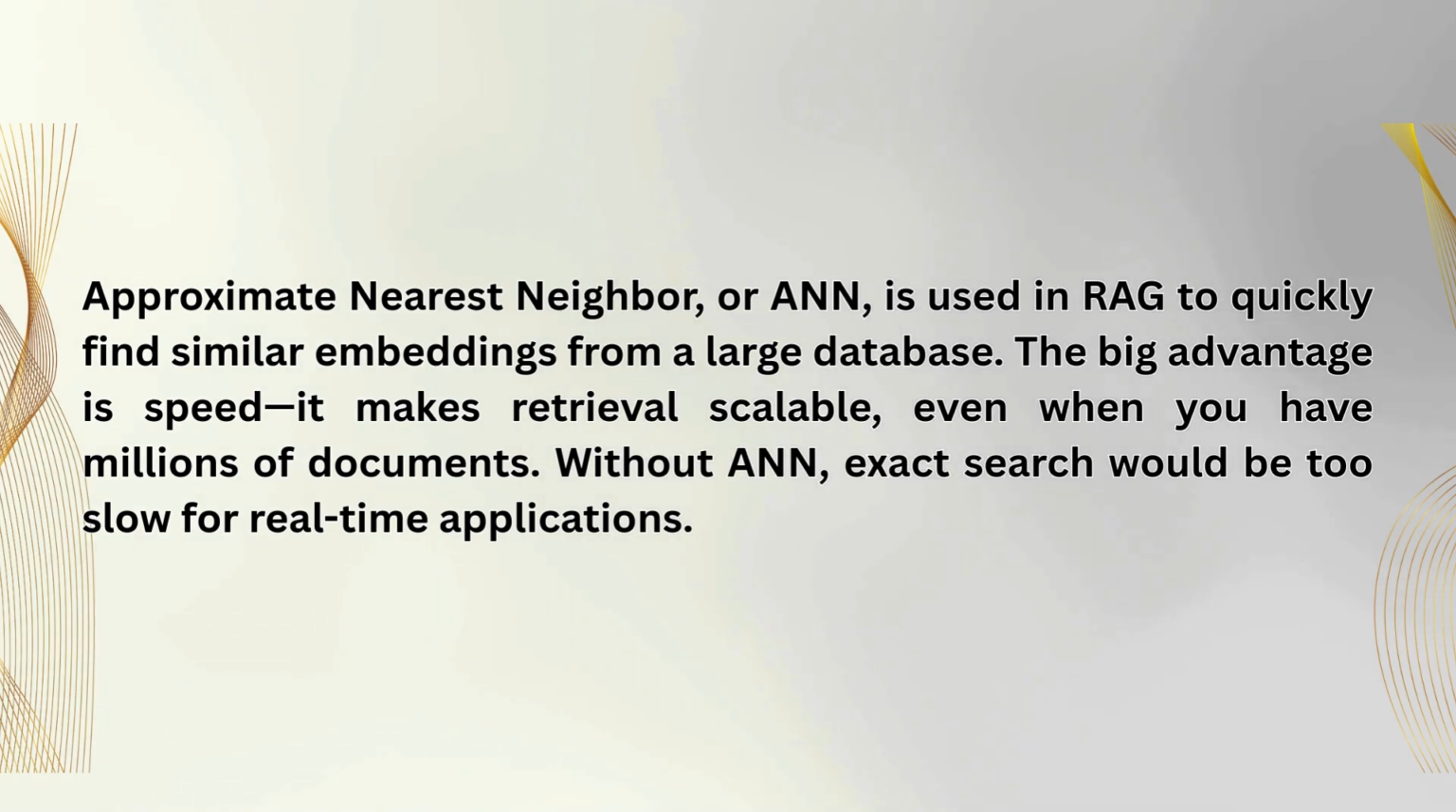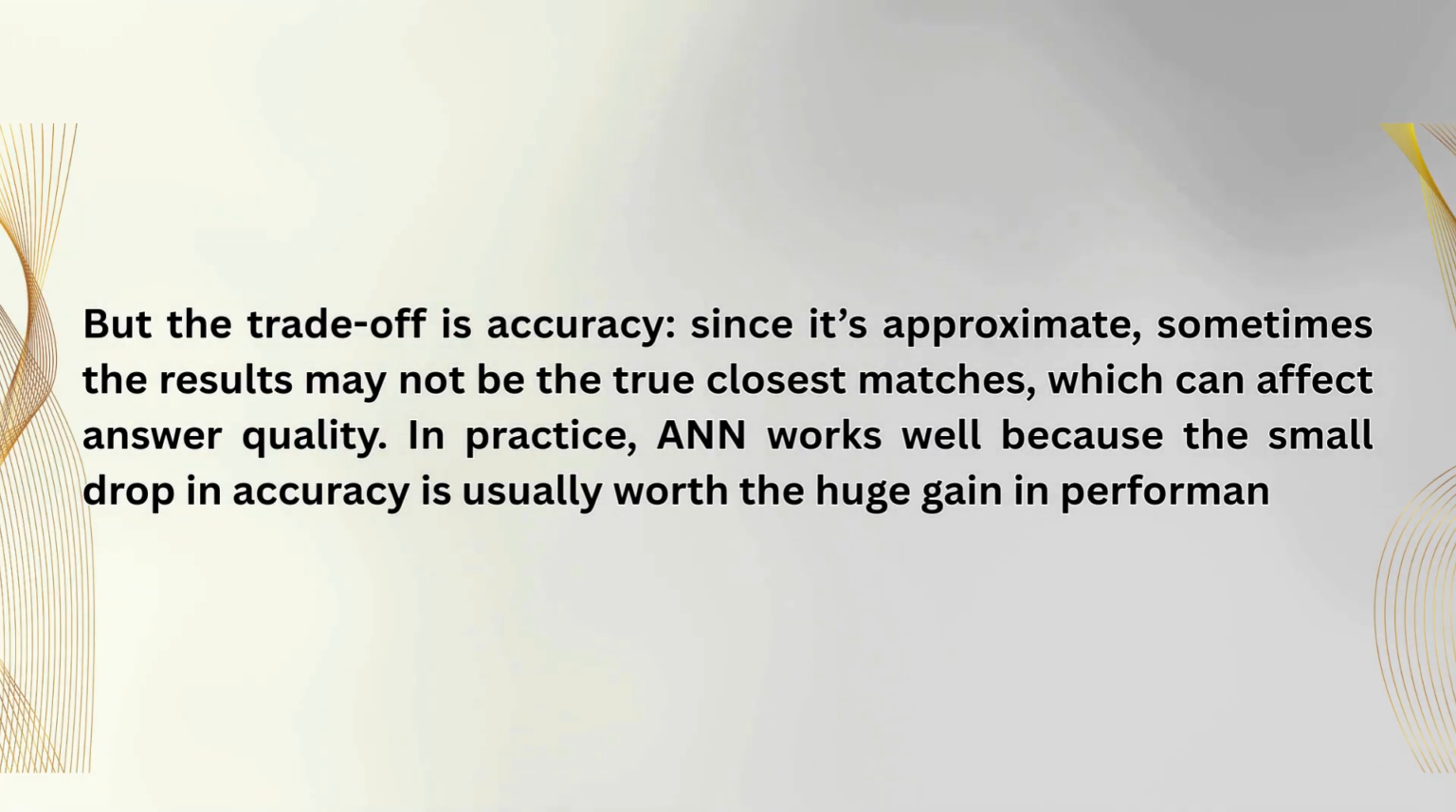What are the advantages and risks of using approximate nearest neighbor, ANN, search in RAG? Approximate nearest neighbor, or ANN, is used in RAG to quickly find similar embeddings from a large database. The big advantage is speed. It makes retrieval scalable, even when you have millions of documents. Without ANN, exact search would be too slow for real-time applications. But the trade-off is accuracy. Since it's approximate, sometimes the results may not be the true closest matches, which can affect answer quality. In practice, ANN works well because the small drop in accuracy is usually worth the huge gain in performance, but it's important to tune it carefully for critical use cases.